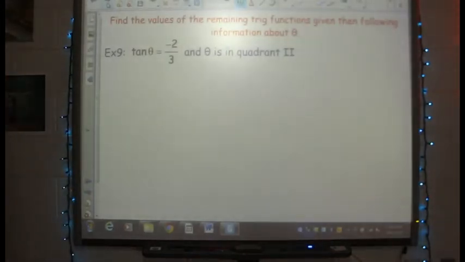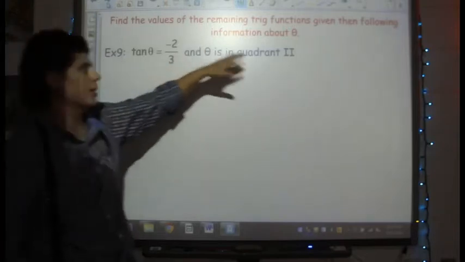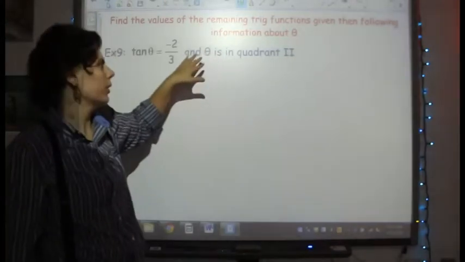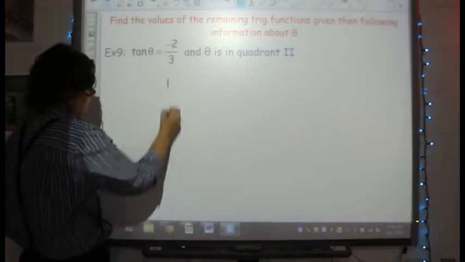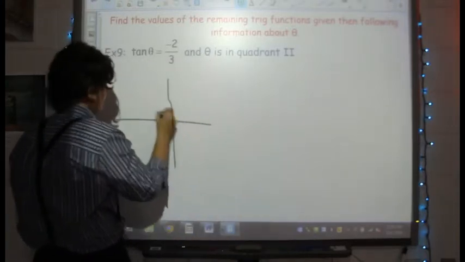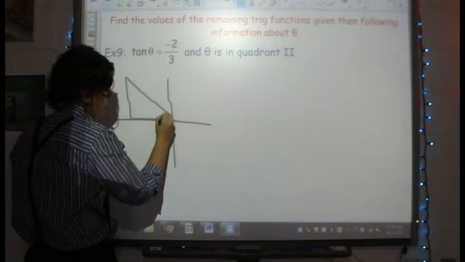All right, number 9. Find the value of the remaining trig functions given the following information about theta. Tangent of theta equals -2/3, and theta is in the second quadrant. Well, that's nice. They told us where we're located. So I know I'm going to be in the second quadrant, and I'm going to draw a triangle.